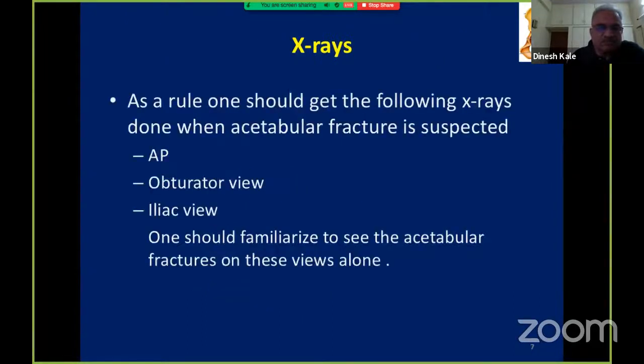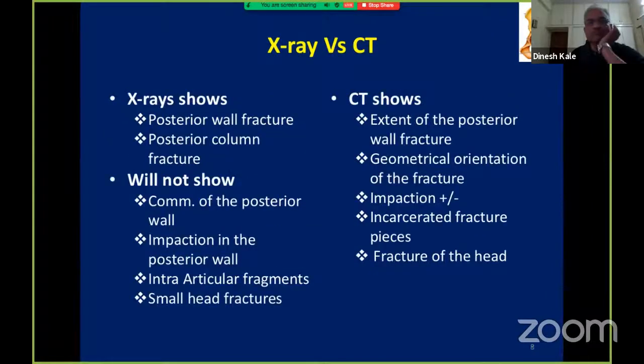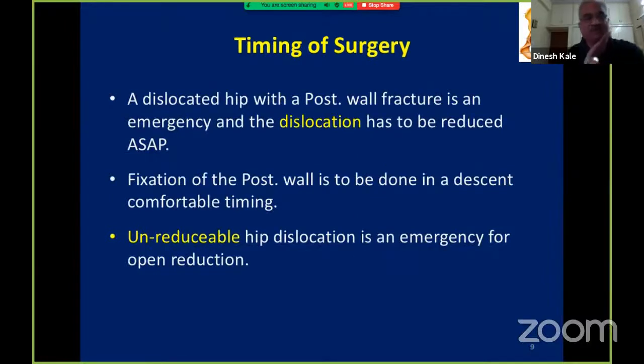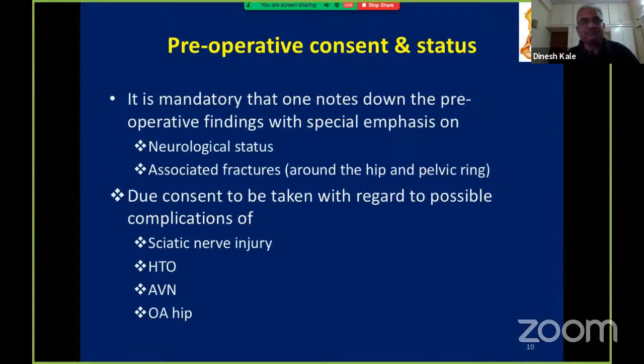fractures. As a rule, one should get some of the X-rays which are necessary, the AP, the obturator view, the iliac view, and one should get familiarized to see the acetabular fracture on these views. When should you operate? A dislocated hip with a posterior wall fracture is an emergency and the dislocation has to be reduced. Fixation of the posterior wall is to be done in a decent, comfortable time. An irreducible hip dislocation is an emergency for open reduction.